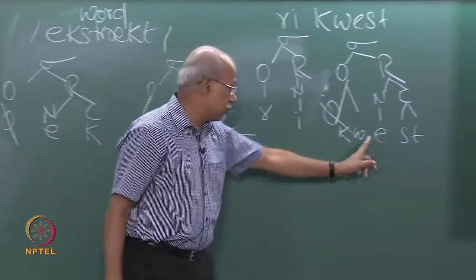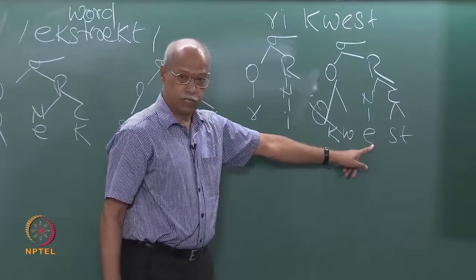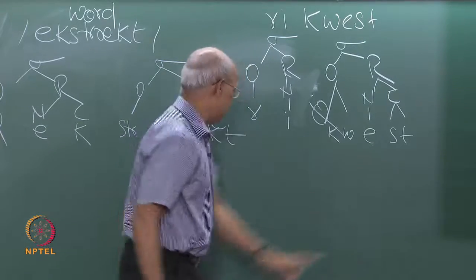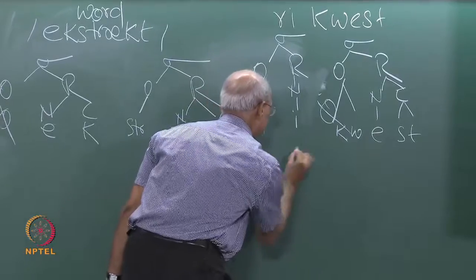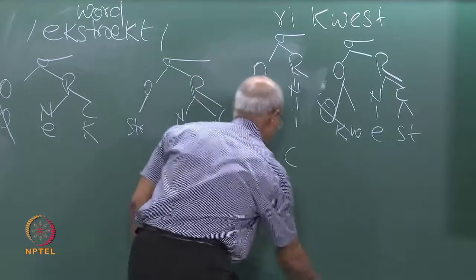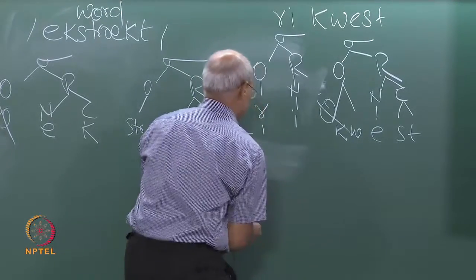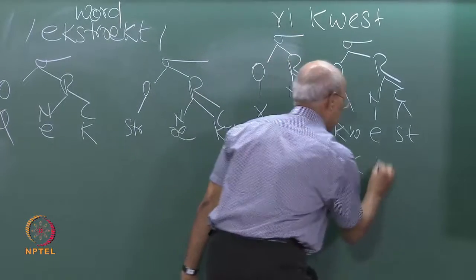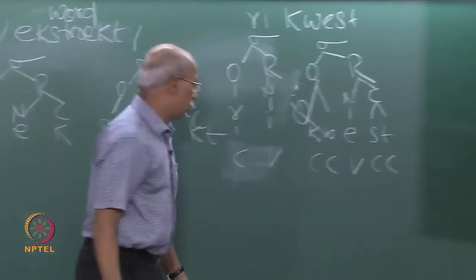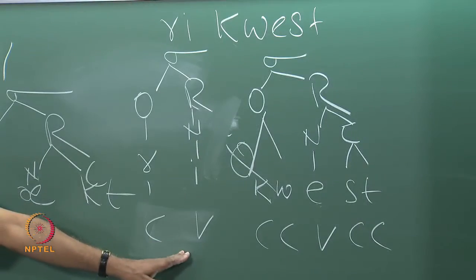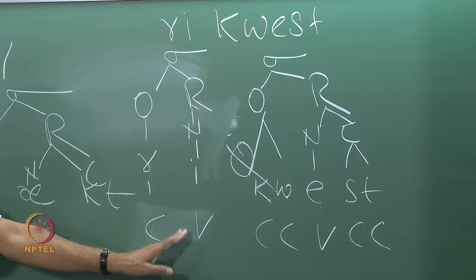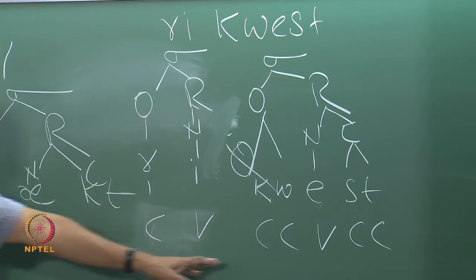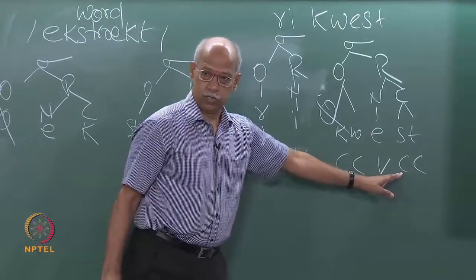Now compare it with this syllable. In this case, a V is followed by a C. You see? Sorry, I wrote it the other way around: C, V. Here, C, C, V, C, C. Now look at the difference. We said that a syllable that ends in V is an open syllable. A syllable that ends in C is a closed syllable.